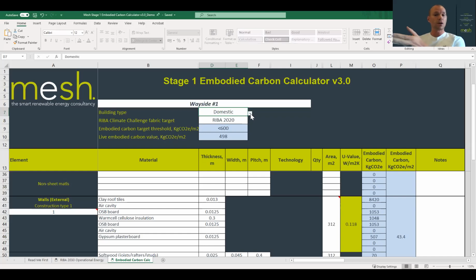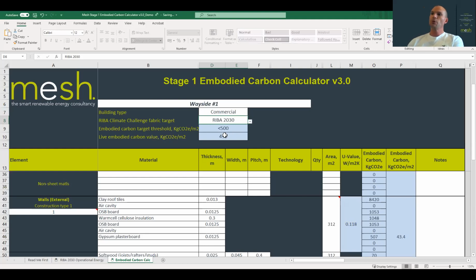Now you can look at domestic RIBA targets as well as commercial. So you pick between whichever one you're interested in. In this case, we're looking at a domestic case study, but if you were to do a commercial one, you might have seen there, it changes this number here. So where my cursor is, the embodied carbon target threshold for that building type and the RIBA target that you're trying to meet, this is what you're trying to target as part of the calculator. And so commercial, you might want to target RIBA 2030. And it automatically changes. So you're trying to get down below 500. So rather than you looking up tables and trying to find what you're after, this immediately tells you.